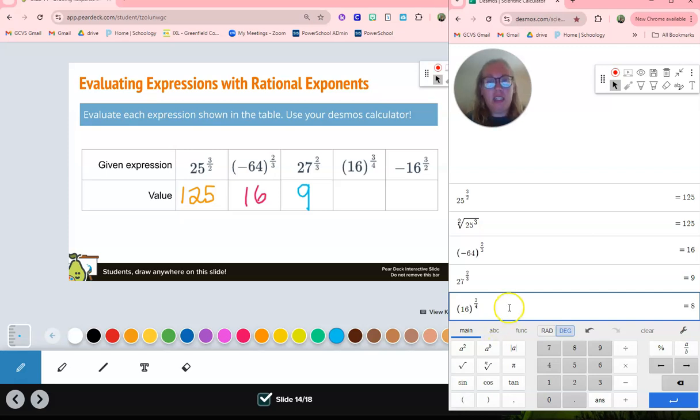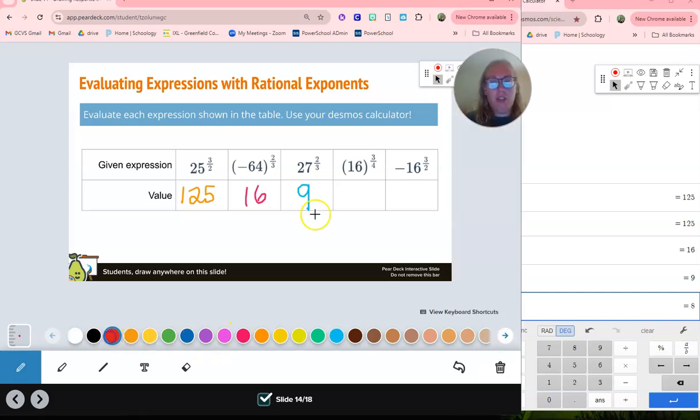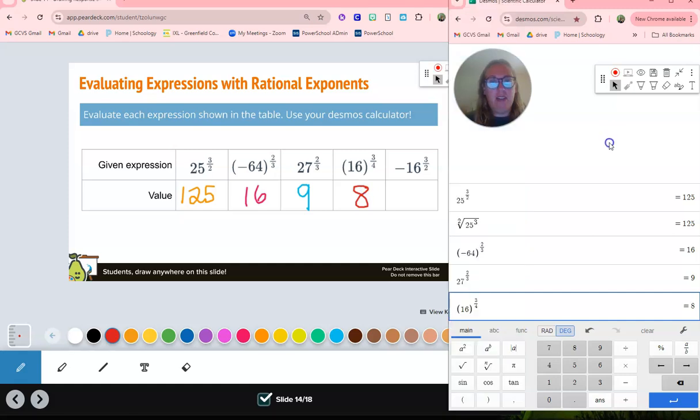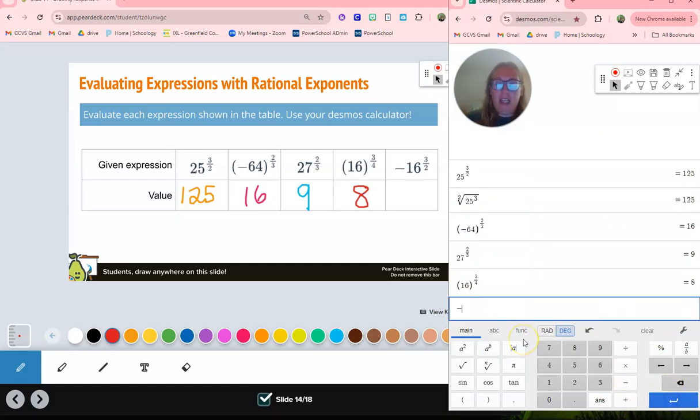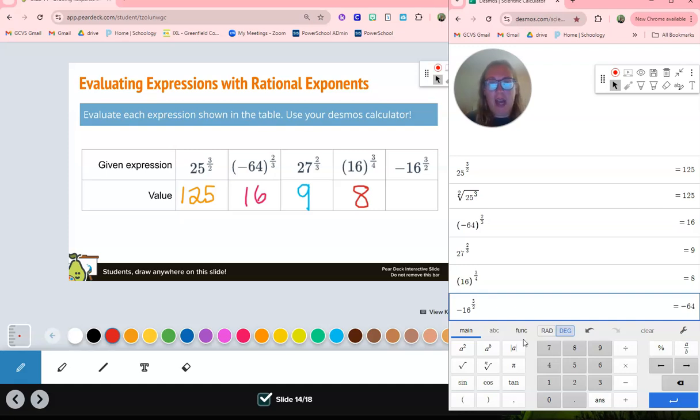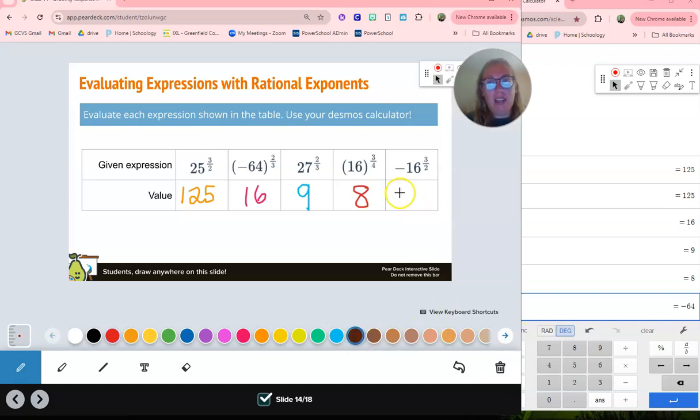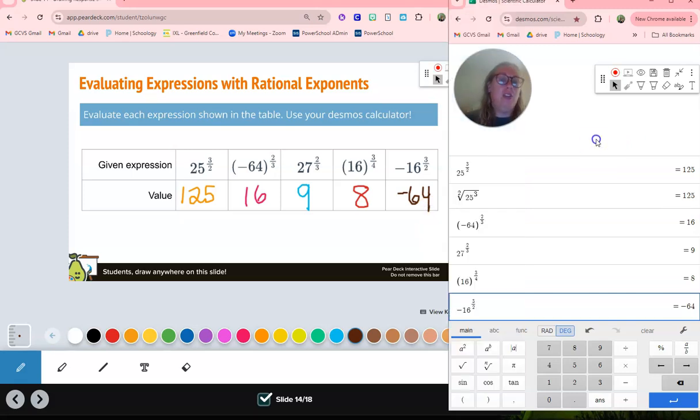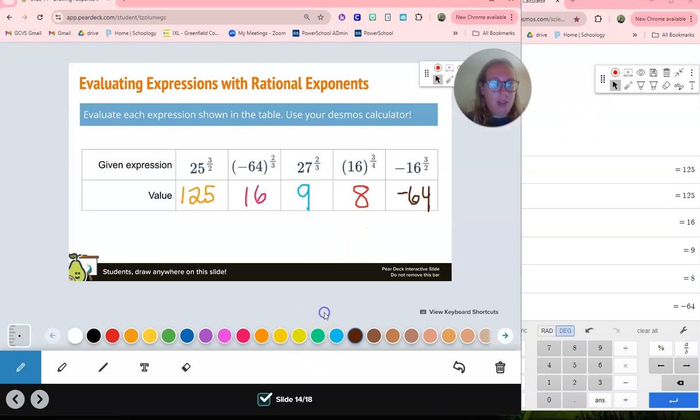So we have 16 to the 3/4, which gets us a value of 8. And then finally, we have a negative 16 to the 3/2 power, which gets us a negative 64. Notice that negative was not in parentheses, so we did not put it in parentheses when we typed it into the calculator. And then when you're all set, push to slide 15.